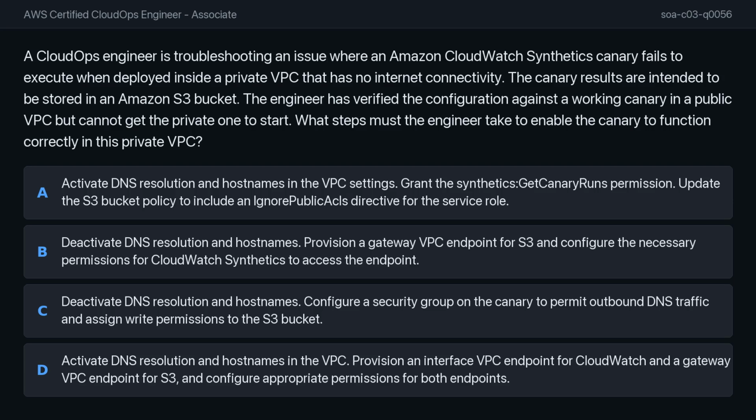Option C. Deactivate DNS resolution and host names. Configure a security group on the canary to permit outbound DNS traffic and assign write permissions to the S3 bucket. Option D. Activate DNS resolution and host names in the VPC. Provision an interface VPC endpoint for CloudWatch and a gateway VPC endpoint for S3, and configure appropriate permissions for both endpoints. This scenario explores how to maintain service connectivity in isolated network environments.